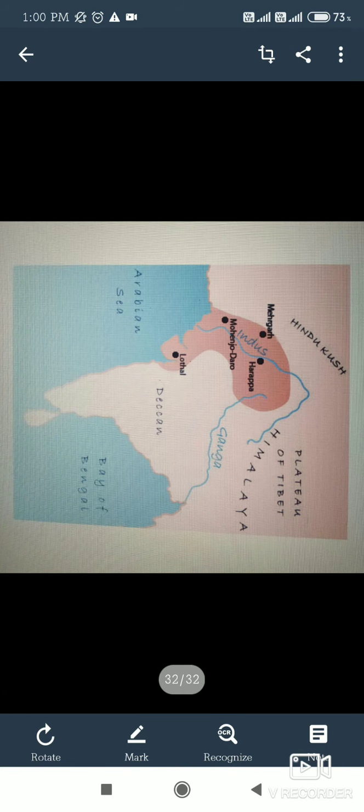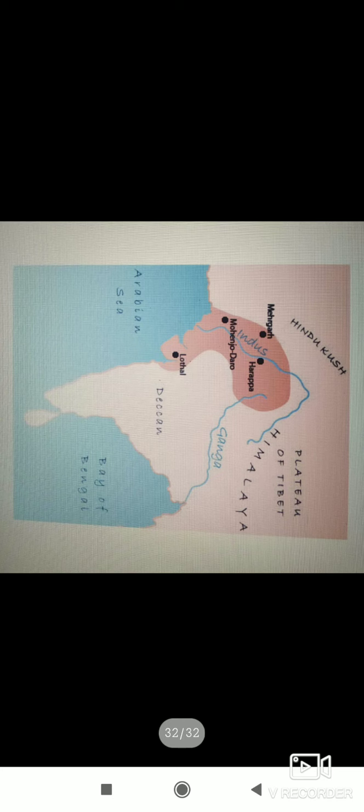Okay. So this is the Indus river, that is mostly in Pakistan. And on the right side you find the Bay of Bengal, then the Arabian Sea, okay. Then this is Lothal, Mohenjo-daro, Harappa, the same picture we have already seen, okay. Thank you very much. This is regarding only the introduction, town planning and Great Bath.